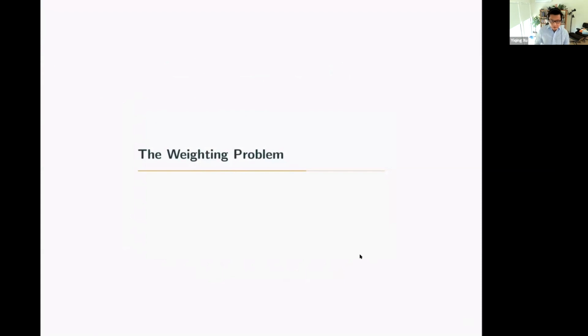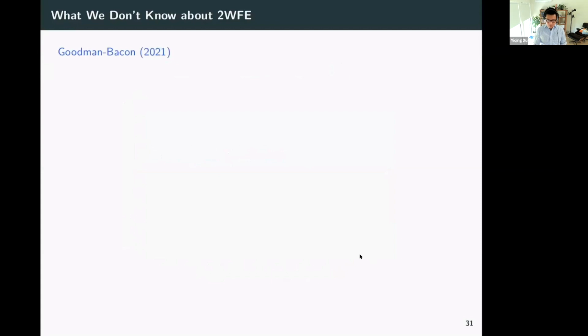All right, so we're talking about the weighting problem. You've heard so much on Twitter, at least if you are following. There are a lot of papers on this topic, but one fairly famous paper is by Goodman-Bacon, 2021, Journal of Econometrics. What this paper is doing is decomposing two-way fixed effects models into a bunch of smaller, well-defined 2x2 DIDs.